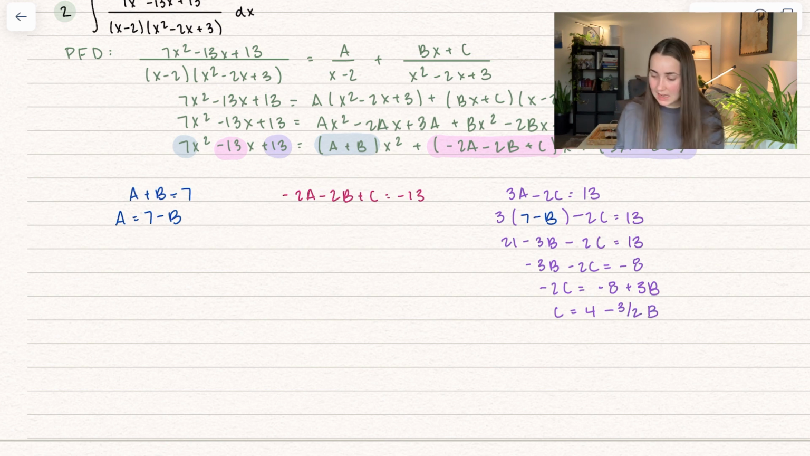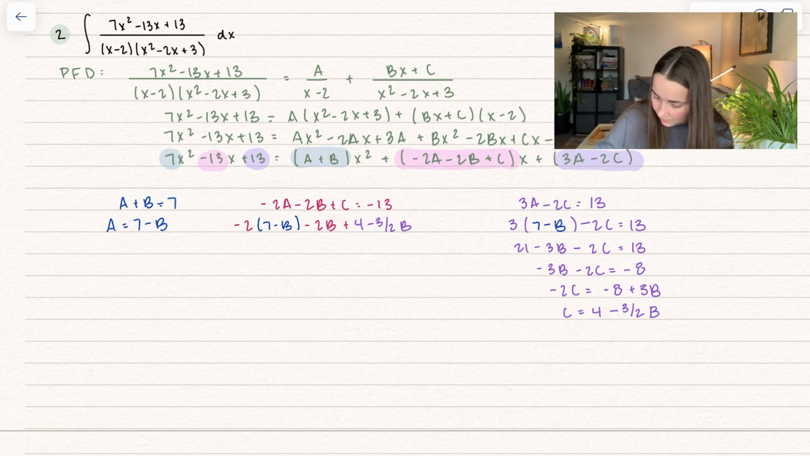So now we have a and c both in terms of b, so let's replace it here. Negative 2 multiplied by a, which is equal to 7 minus b. Minus 2b, that can just stay the same. And then plus c, which we got 4 minus 3/2 b. And this whole thing is equal to negative 13. Now we get to solve for b.